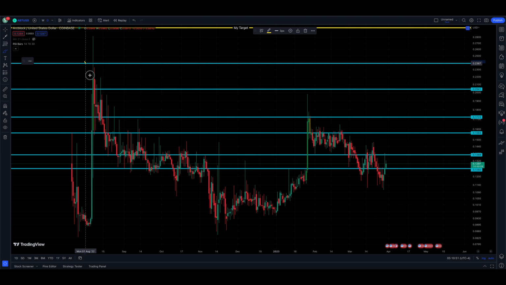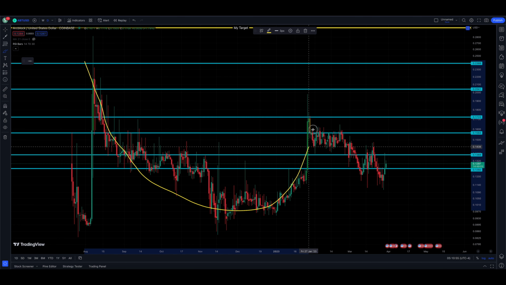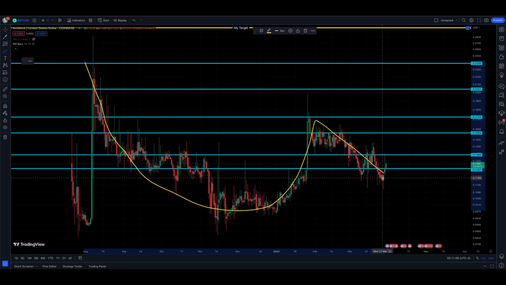We have what looks to be a very big cup with handle. It's not perfect, of course, but it's definitely some kind of a bottoming, a big basing pattern. And here is our handle. Our handle continues to slide lower and lower. That is a thing of concern, but it is what it is. So that is really the stepped back view of this chart.